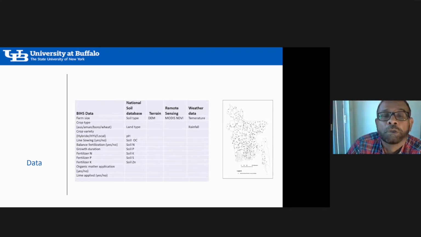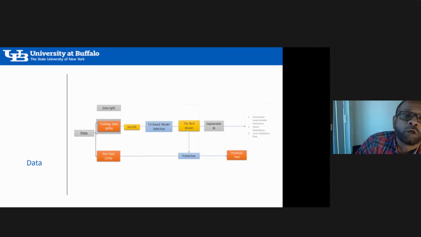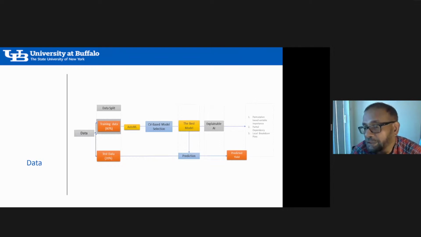And also we gathered some of the soil data from the national soil database for all of the soil variables for each location. This is the methodology we developed. We split the data frame into training and test data sets, then applied AutoML to the training set. We select the best model with the cross-validation metric, and then use the best model for prediction and to develop an explainer to explain the model prediction outcome.